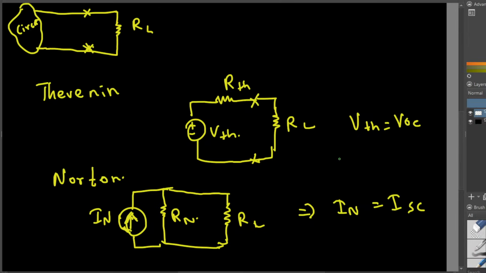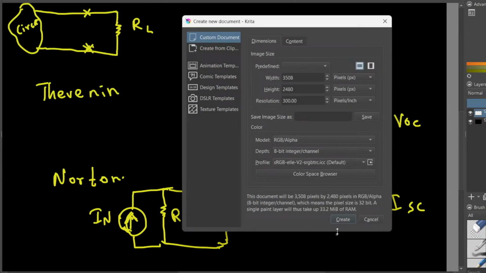Here I'm going to do an example that will actually show how this works. I'm going to create a new page for it. In this one, let's draw the circuit. Let's say we have a circuit given like this.